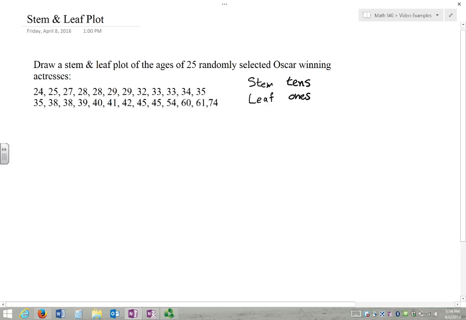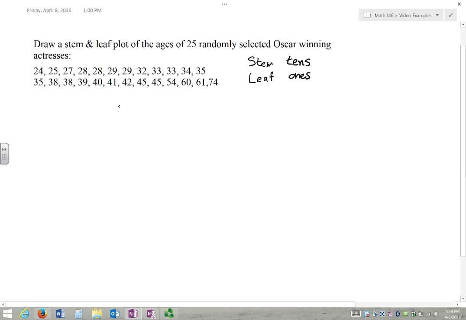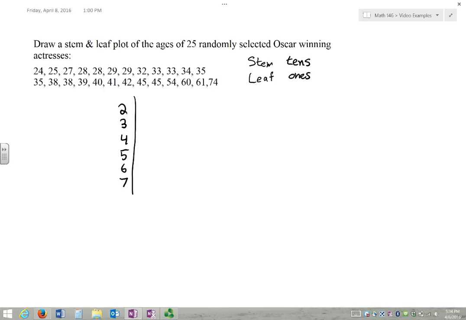Fortunately, the data is already sorted, and so I will make stems from the tens point. So 2, we go from 24 to 74. And then it's a matter of, once you have the data sorted, arranging the stems and their leaves. So we have 24. So first point is 24, and so I'm going to put the 4 in the ones place. And then I'm just going to put the ones digits.